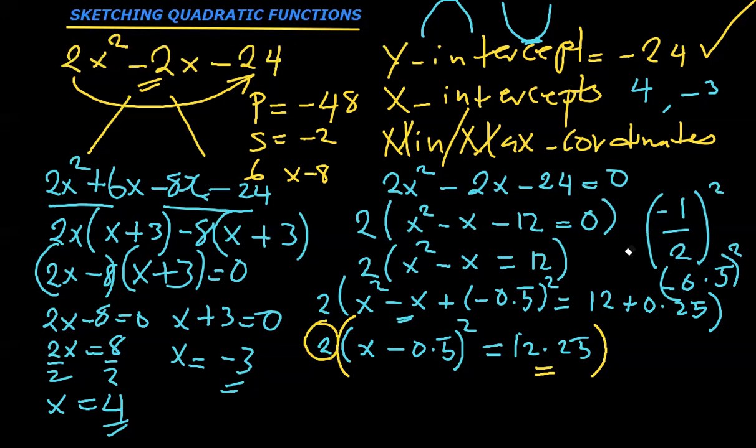Now it means I'll multiply 12.25 by 2. And what that is going to give me: we have 12.25, we multiply it by 2. That gives us 24.5. So then my equation becomes 2 into brackets x minus 0.5 squared is equal to 24.5. Okay.